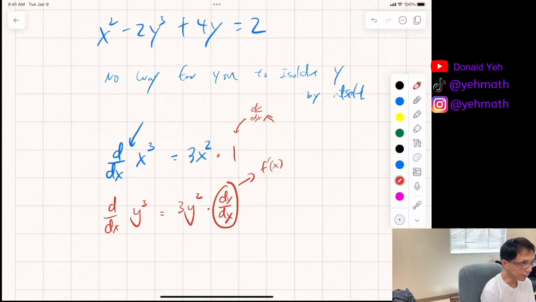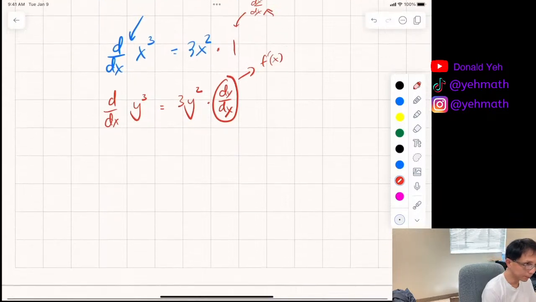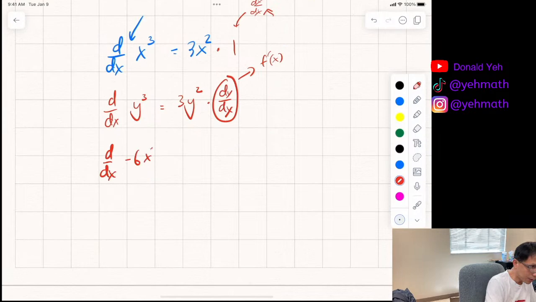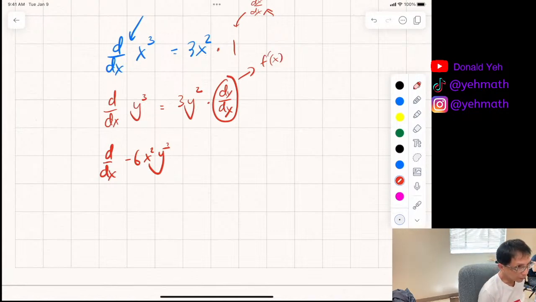Okay. Am I going too fast? Okay. So let's take the derivative with respect to x of negative 6x squared y to the third. Now I love this one because a lot of you always did it wrong, because what you don't see is there is a product rule.